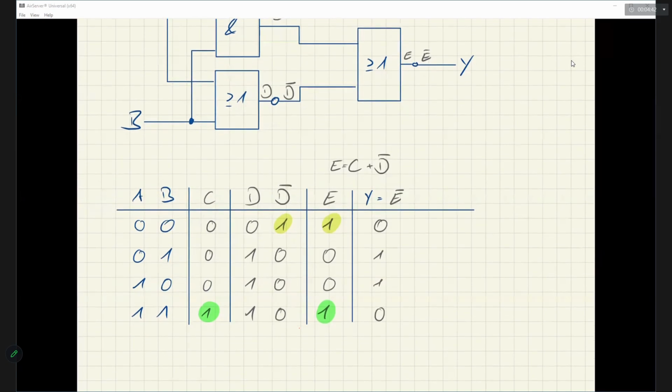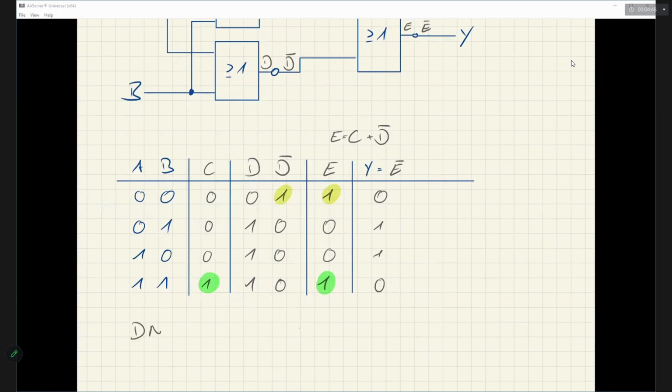So overall, if we would write the DNF, then our epsilon would be A not B or A B not. And that's nothing else than A XOR B. So what we have there is an XOR gate.